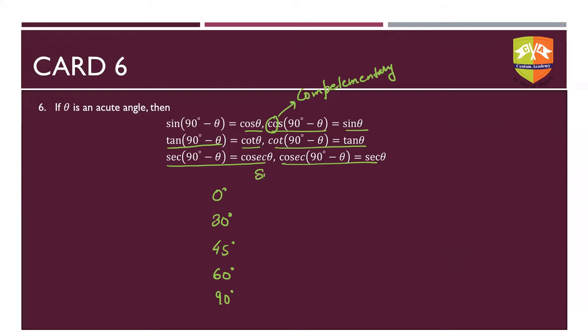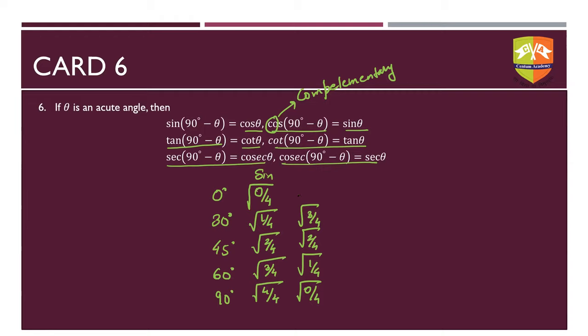For sine, simply write 0 upon 4, all under root. This is first: 0 upon 4. This is 1 upon 4. This is 2 upon 4. This is 3 upon 4. And this is 4 upon 4. This is for sine. Now for cosine, you need to go in the reverse order. So this is 0 upon 4, 1 upon 4, 2 upon 4, 3 upon 4, and 4 upon 4. Right? And for tan, this is sine, this is cos.